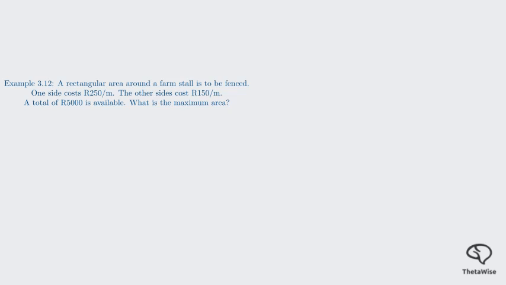One side of length x costs R250 per meter, while the other three sides, the other x side and both y sides, cost R150 per meter. We have a total budget of R5,000 and want to find the maximum possible area. This problem combines a cost constraint with an area objective.